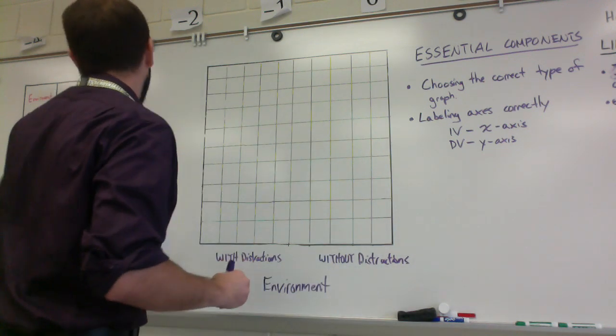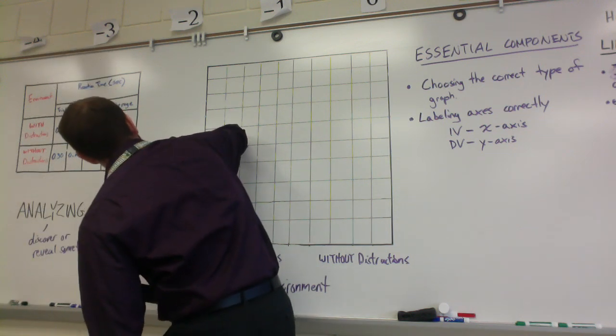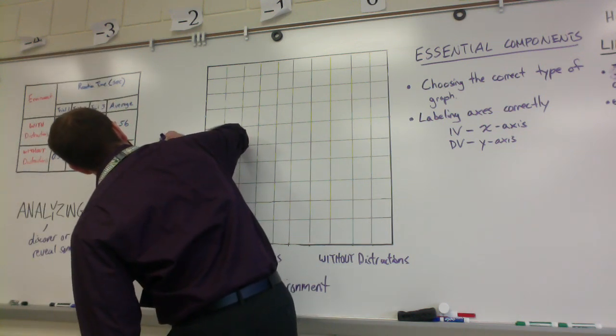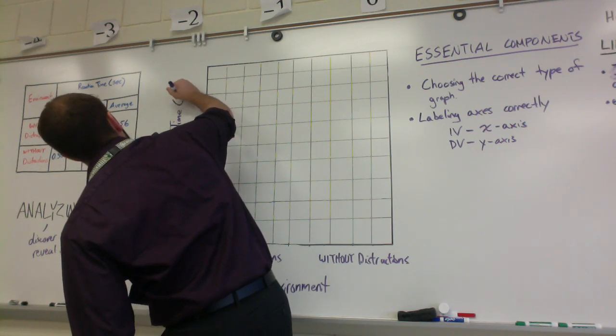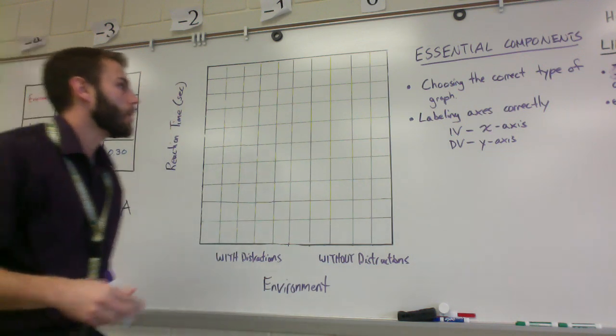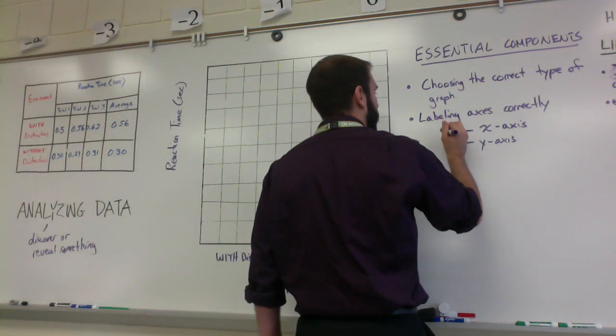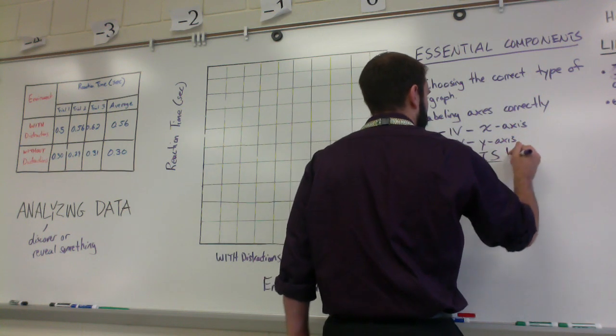Right. Then on my y-axis, my dependent variable is reaction time, which we are measuring in seconds. And you want to make sure that you have units. So the next thing I'm going to put here for labeling axes correctly is units. Make sure you remember them.